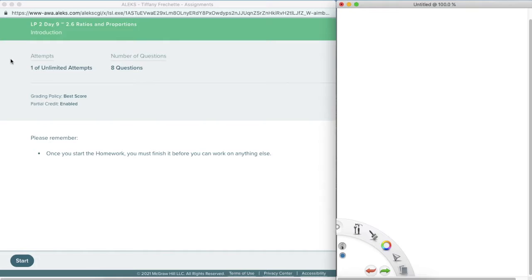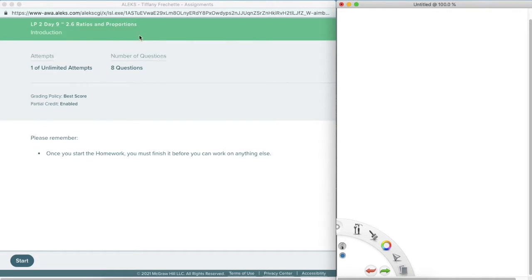So first thing is you will see a due date here. I don't see that on the teacher preview for whatever reason, but you will see it on your screen. Attempts, you will see one of unlimited attempts, or whichever attempt you're on. This might not be your first time in here. Unlimited means I can come in here and try this assignment as many times as I would like. I need to submit it every time I come in. I'll talk about that in a minute.